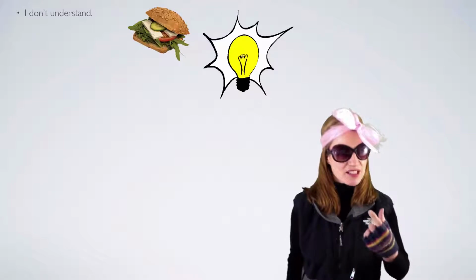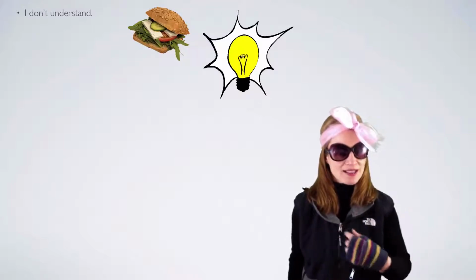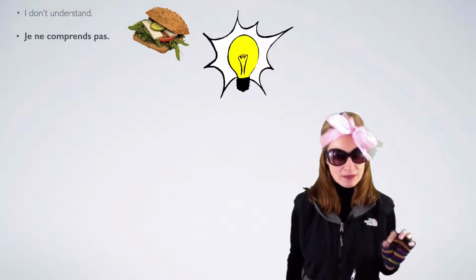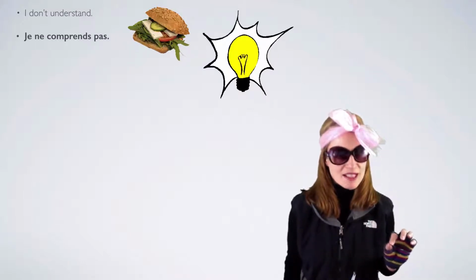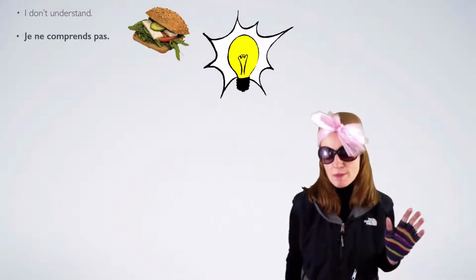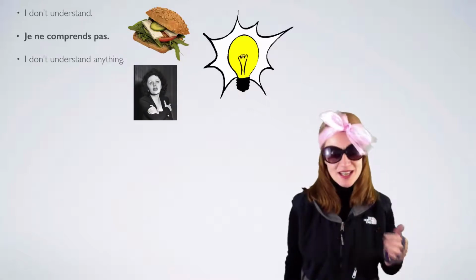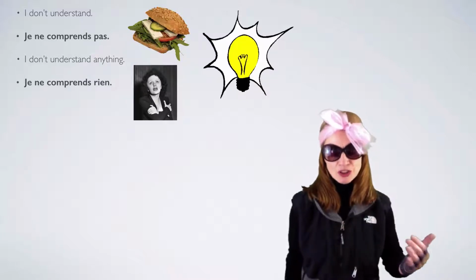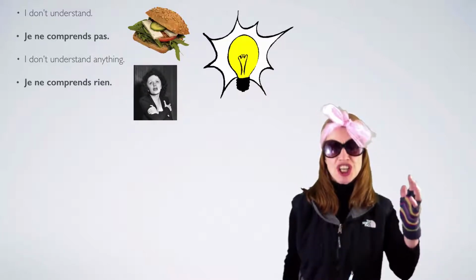I don't understand. This is our negative sandwich. The ne pas sandwich. The verb is the filling. Je ne comprends pas. French often miss out the ne in spoken French. Je comprends pas. I don't understand anything. Je ne comprends rien. Non, rien de rien.